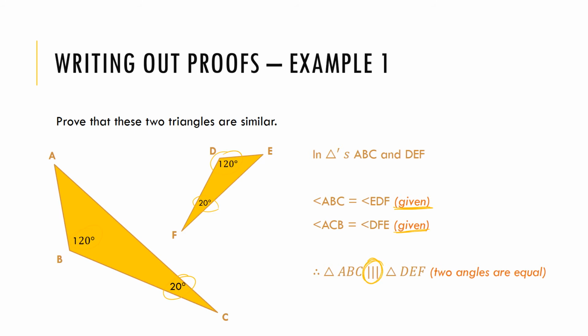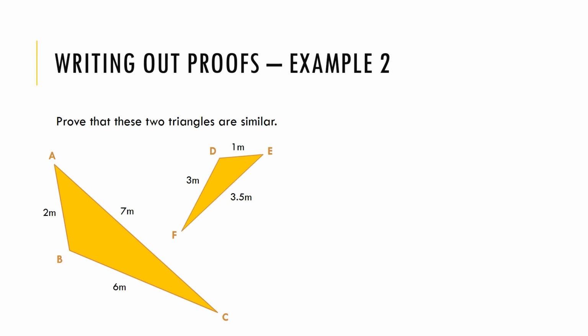Now, if you haven't seen this before, remember congruent triangles are like this. Similar triangles are rotating it a bit. We're getting 3 lines, 3 vertical lines. So this here means they're similar. And then afterwards, we need to give a reason. The reason we're using here is that we have 2 angles are equal.